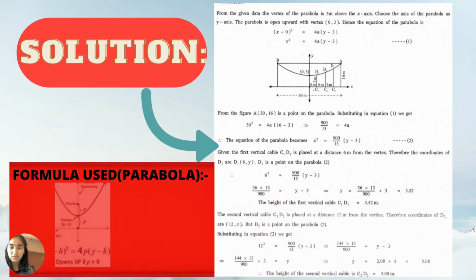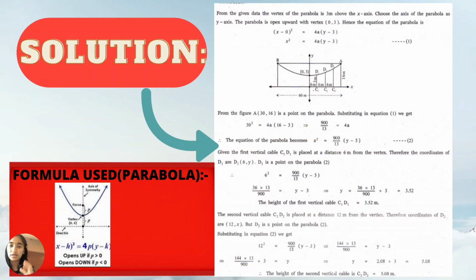To solve this question, we need to draw a diagram with the coordinates that can be determined from the question. The coordinates to be determined from the question will be (0, 3), (30, 16), and another two will have unknowns: (6, y), where we don't know y, and (x, 12), where we don't know x too. So we need to find x and we need to find y. We need to find the length of the height of the first vertical cable and the second vertical cable.